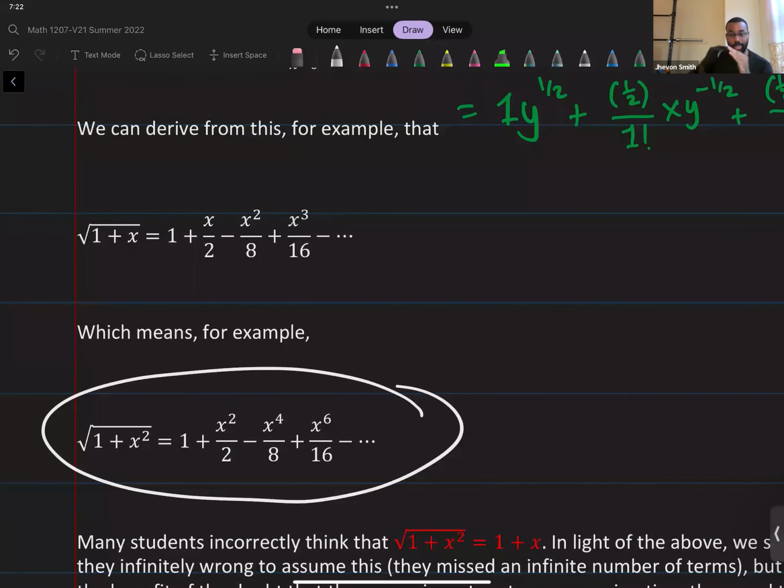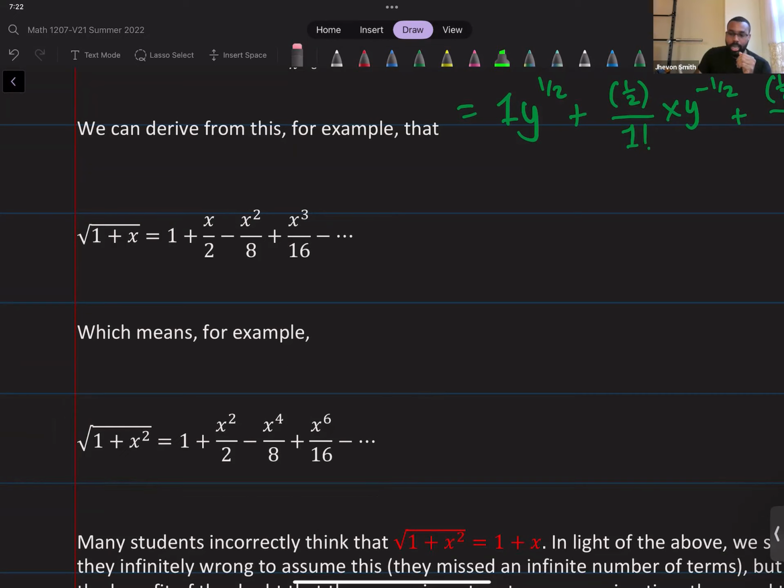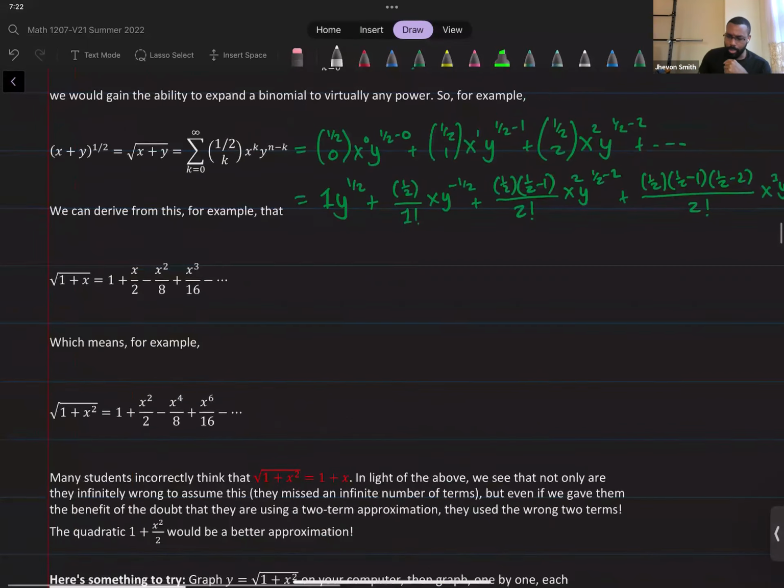And you'll see it fits it a little better. Then add another term, 1 plus x squared over 2 minus x to the 4th over 8 plus x to the 6th over 16. It'll fit it even better. And you'll see that, oh, these are actually the same. As I move further in the series, it starts to fit this function. We're going to actually talk about that idea later, but yeah.